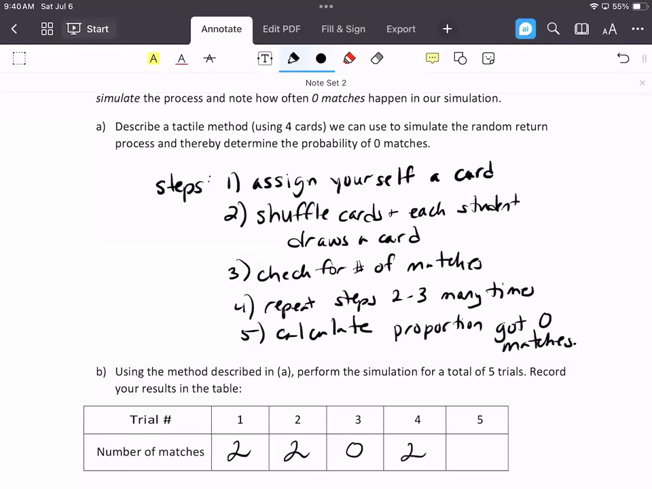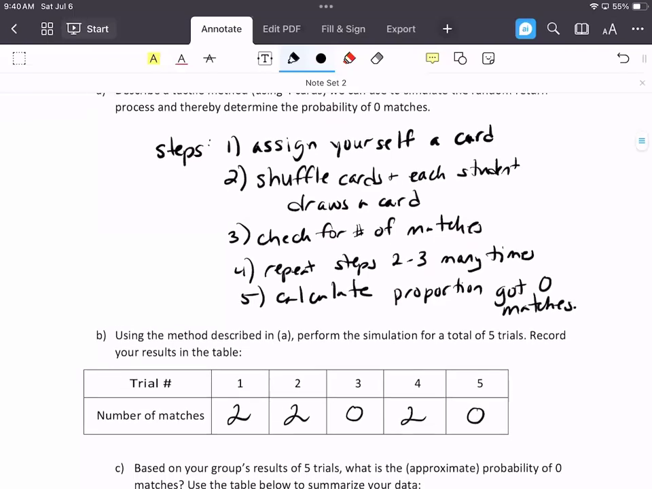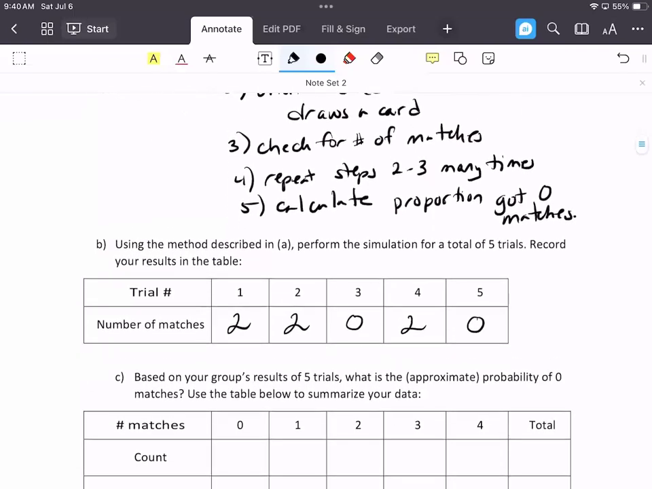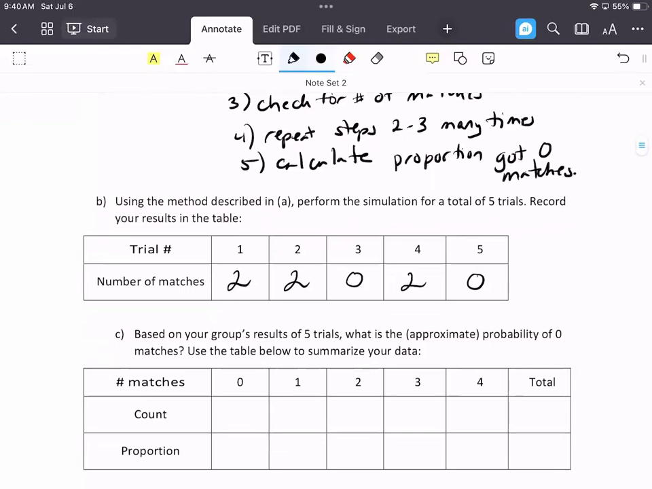Then 2 people, again, got their matches. And then on the last trial I did, no one got their match. No one got their phone, so to speak. So based on the group's results, so my group, which would have a total of 4 of us, what's the approximate probability of 0 matches?